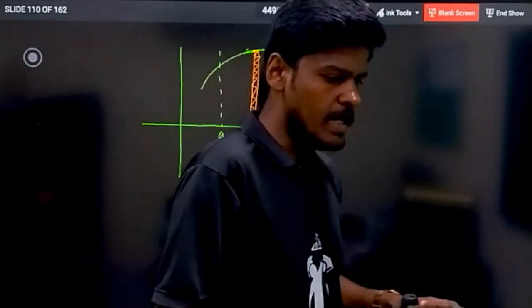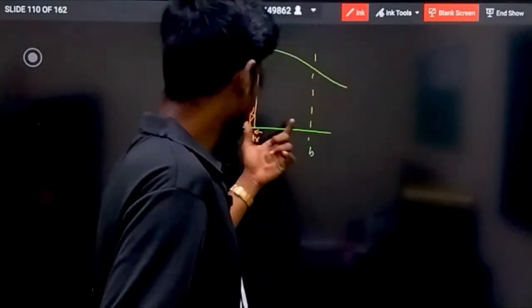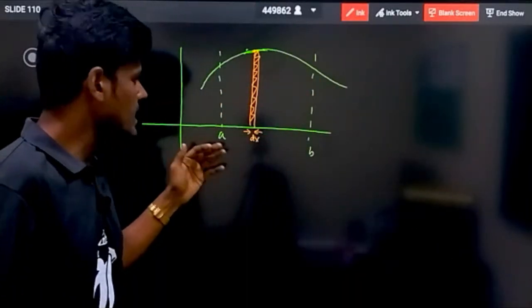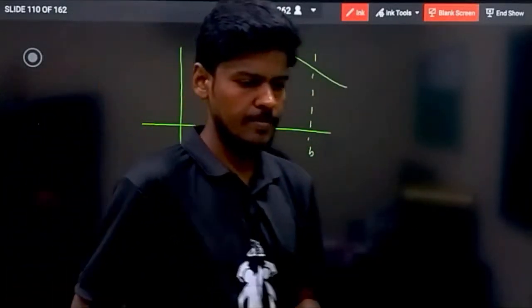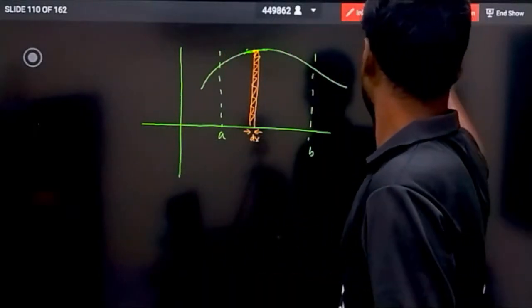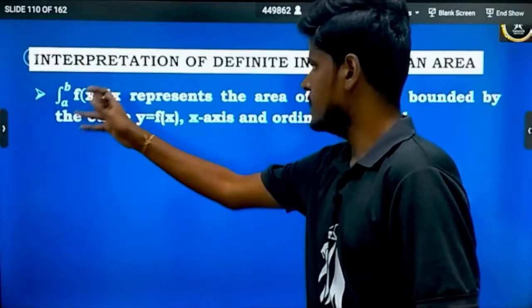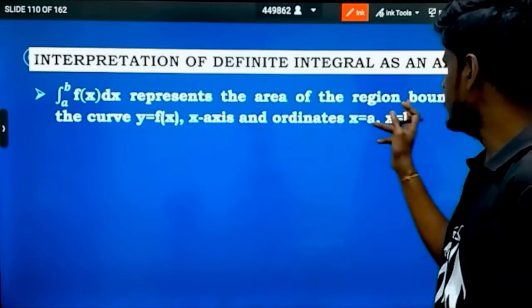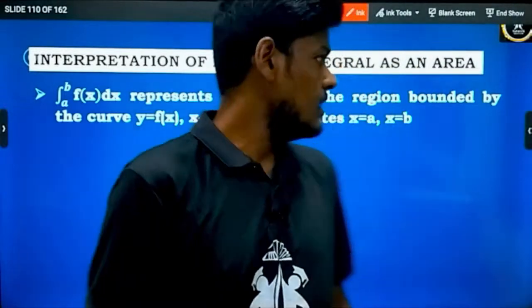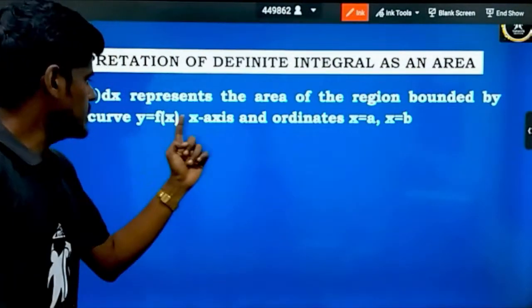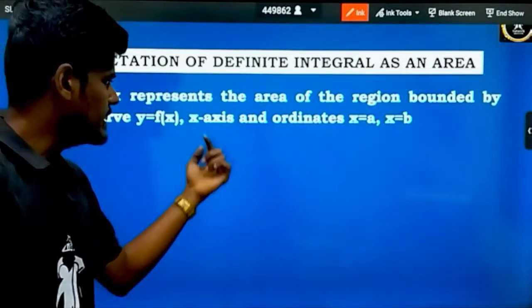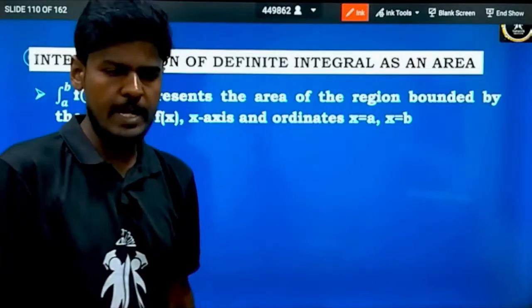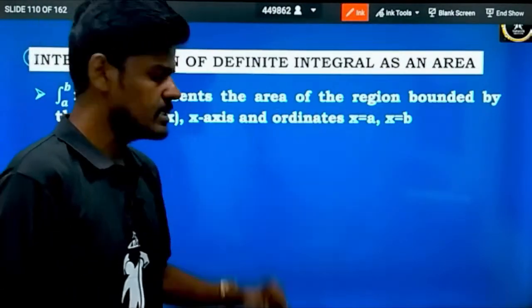Is that clear, students? So what does this integral between A and B represent? It represents the net area of the curve. Okay. Now we will see. The integral represents the area of the region bounded by the curve y equal to f of x, the x-axis and the ordinates A and B. We have already seen this.